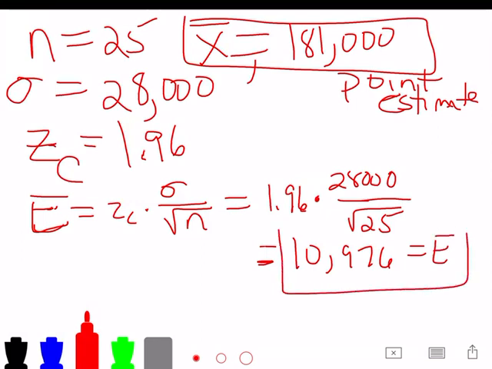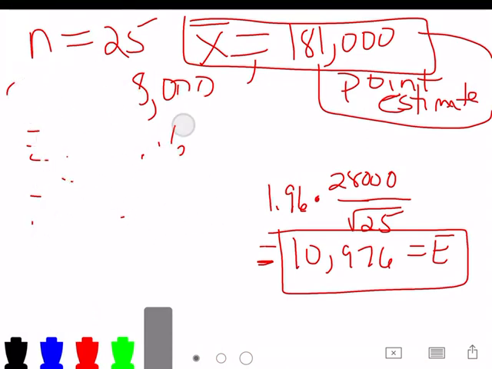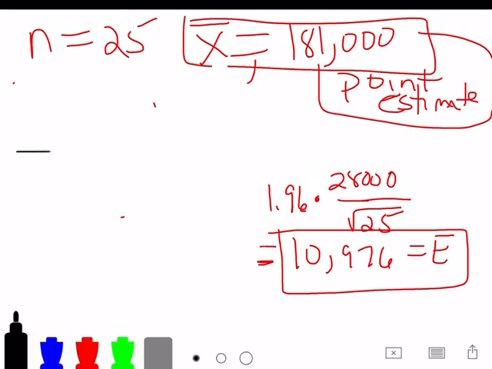This is my margin of error. Okay, so I've calculated my margin of error. This is really important. You use your point estimate and your margin of error. I'm going to erase to make more room. Now I want to construct my confidence interval. A picture might be really helpful. You've got a number line. Okay, number line, 181,000 would be in the middle.